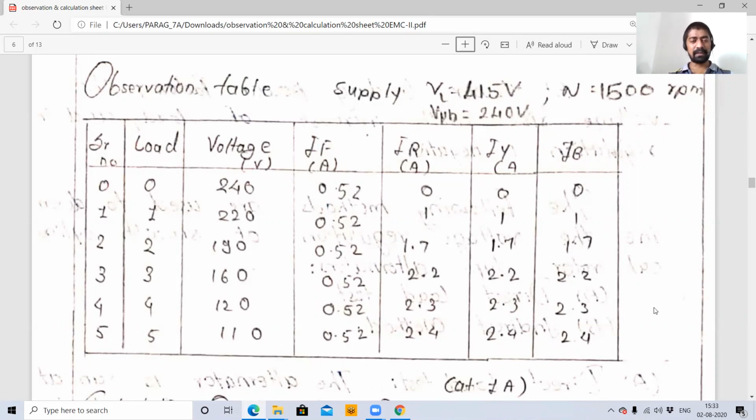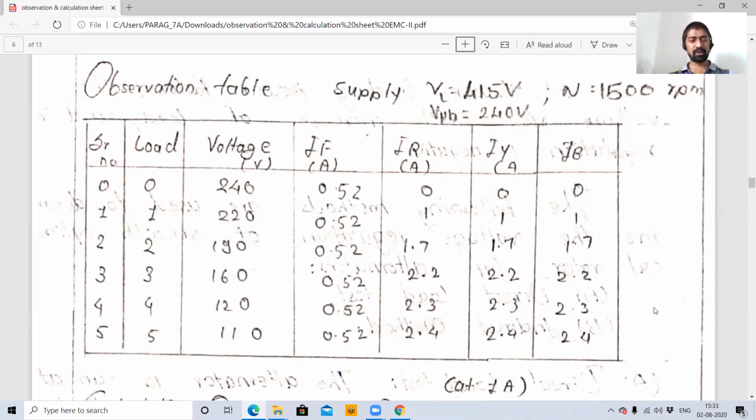The no load voltage is 240 volt, and then the full load voltage. What is meant by voltage regulation? It is the ratio of the difference of no load voltage and full load voltage to the full load voltage. By taking 240 as the no load voltage, we have to find it for any loading. You can calculate for the 1 ampere load, the 2 ampere load, the 3 ampere load, or the 4 ampere load. So out of these readings, you can calculate for any reading.